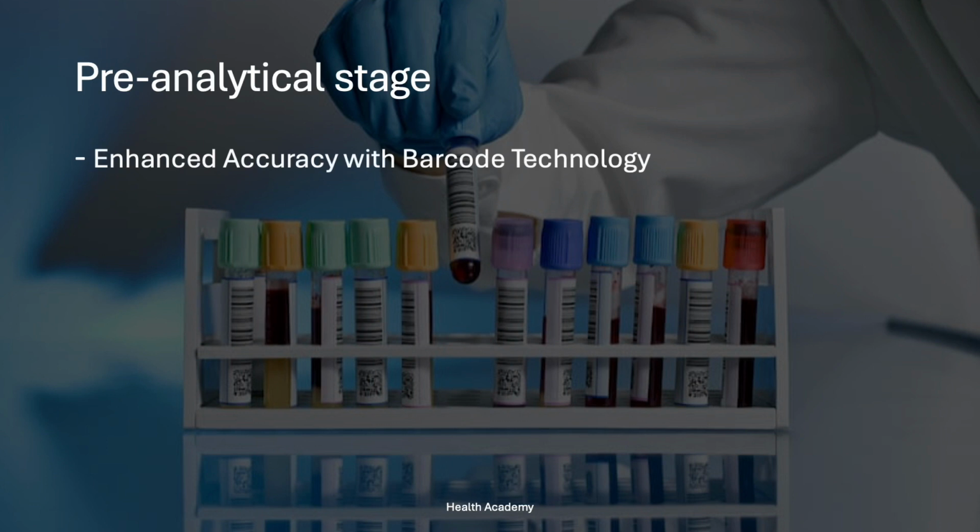Enhanced accuracy with barcode technology. Utilizing barcode technology for patient identification and sample labeling significantly minimizes errors often encountered with handwritten labels. This system ensures precise matching of patients to their samples, thereby reducing the likelihood of misidentification and potential diagnostic inaccuracies. Sample tracking and reporting. It's crucial to meticulously track the receipt of samples and the readiness of their corresponding reports. This systematic tracking aids in maintaining an organized workflow and ensures timely communication of results to healthcare providers.